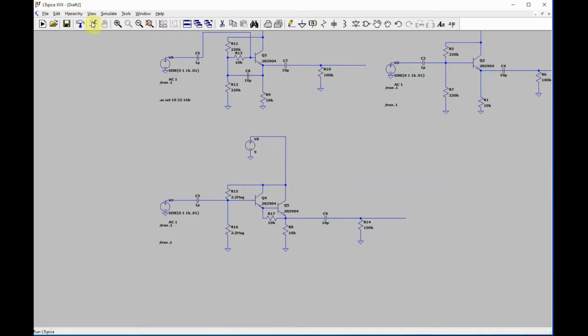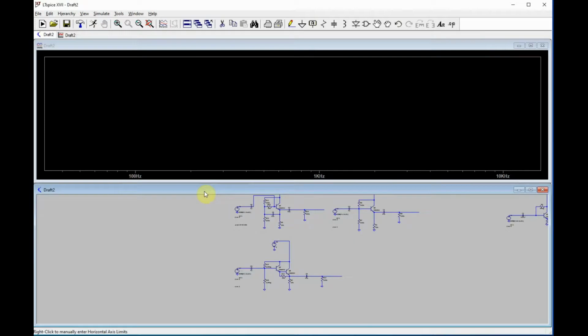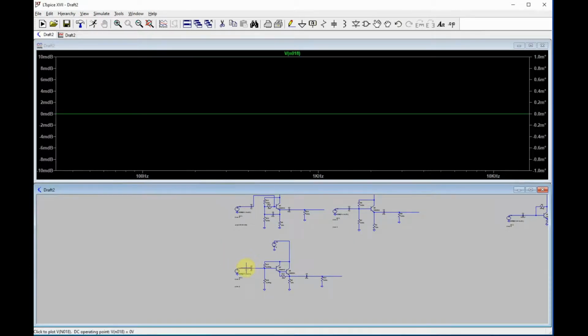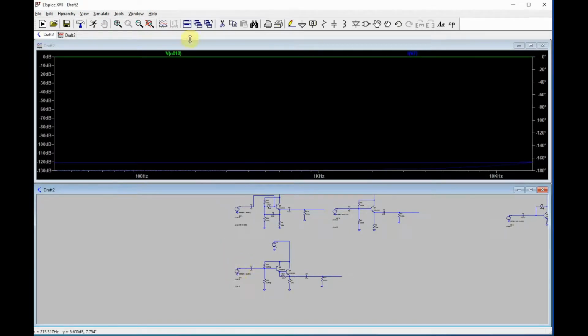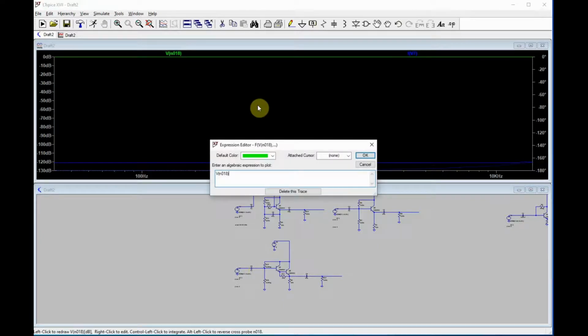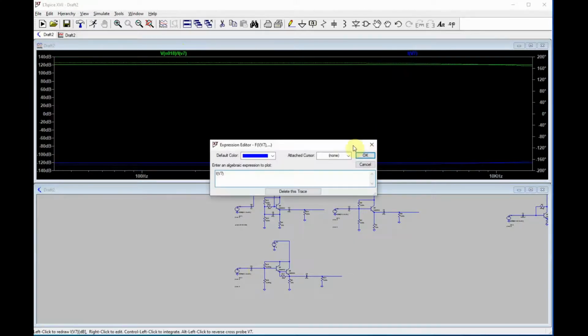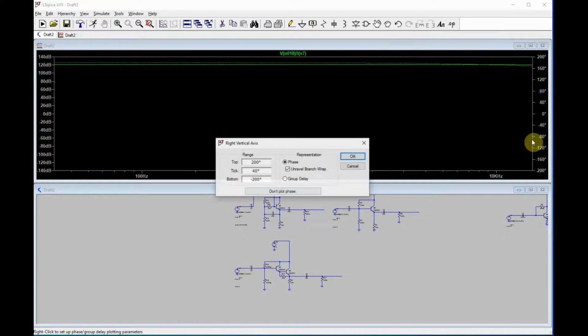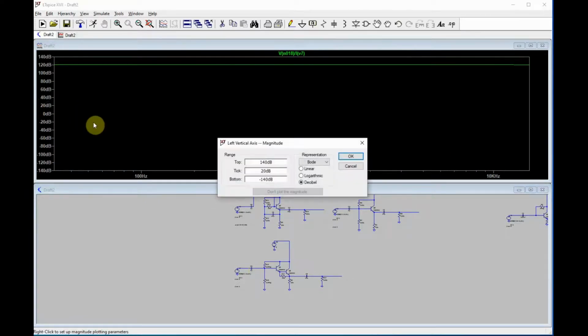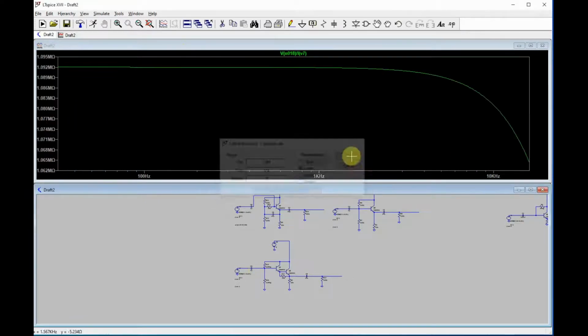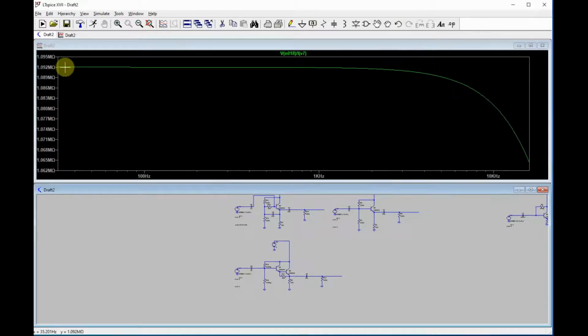So this would be like a Darlington type buffer. So we're gonna delete that, get rid of the phases, make this linear. Now I'm expecting, yeah, we got 1.1 basically. There's this drop off here, but you can see this, it's all above 1 meg.